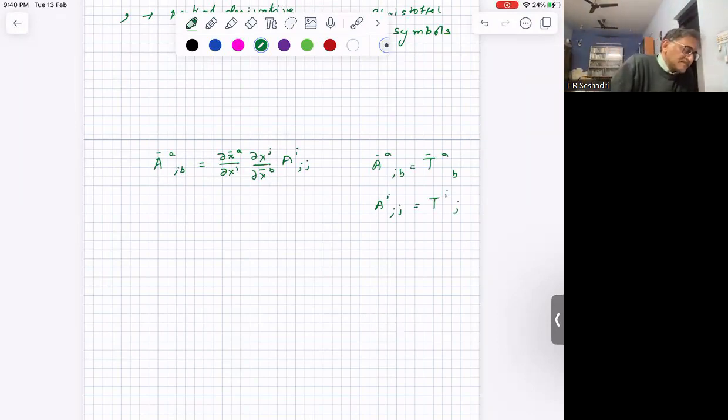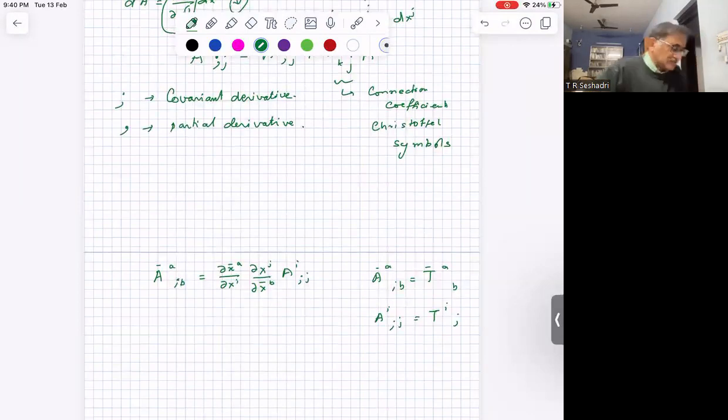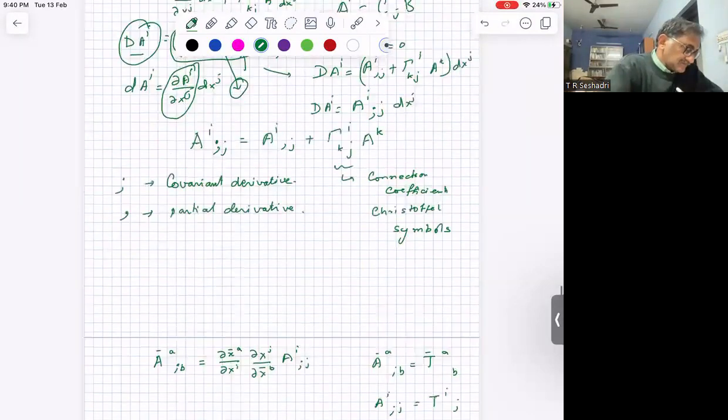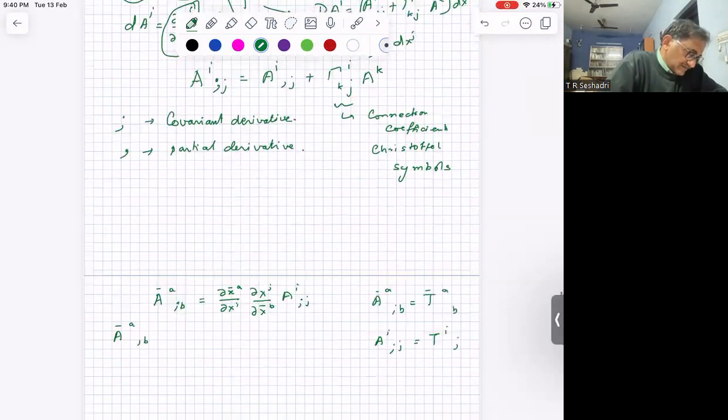Is that okay? Okay. Now, I will write it in terms of partial derivatives on both sides. So this will be \bar{A}^a_{,b} plus \bar{\Gamma}, that is gamma in the barred coordinate system, \bar{\Gamma}^a_{bc} \bar{A}^c.